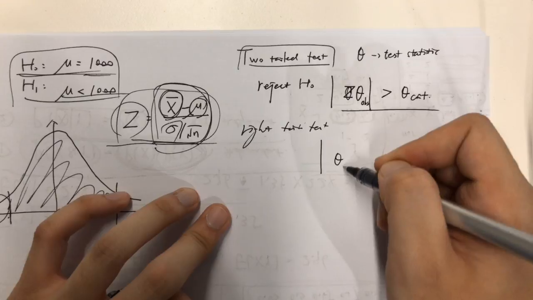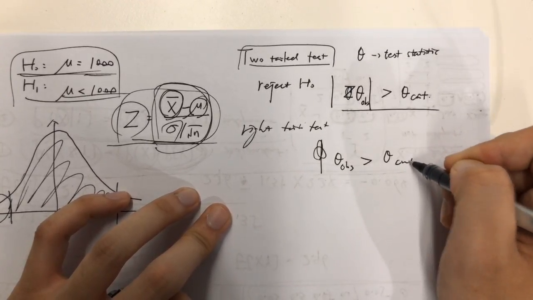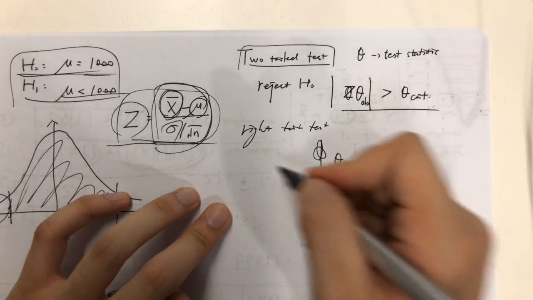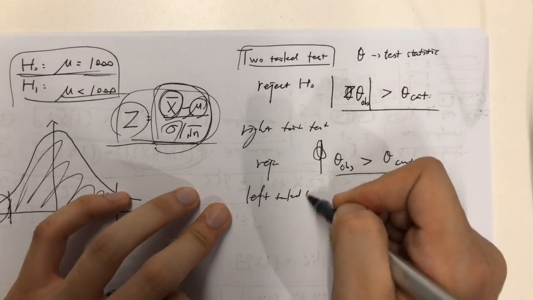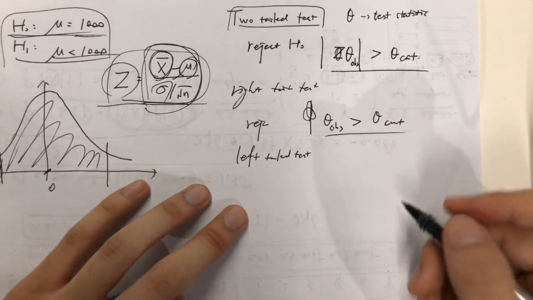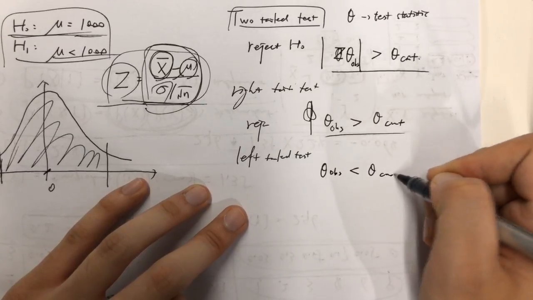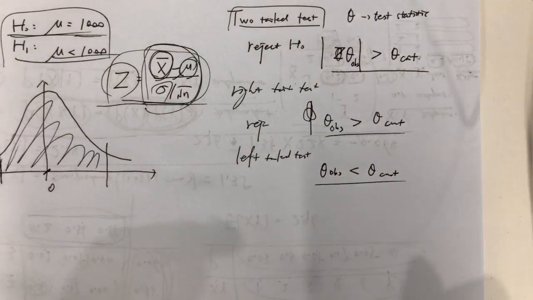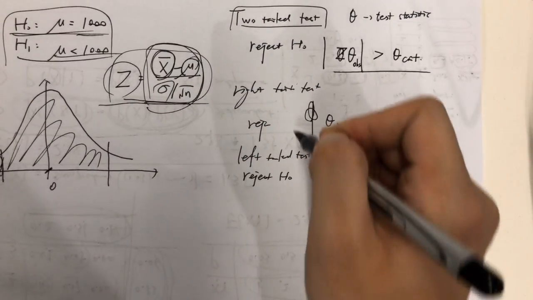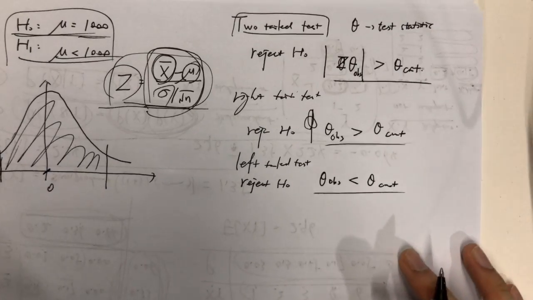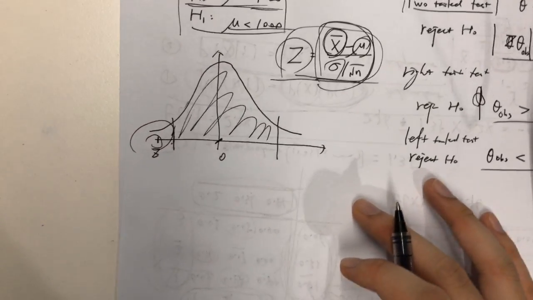And if it is the right-tailed test, when theta observed, not absolute, is greater than theta critical, we reject the null hypothesis, right? Reject. And if it is a left-tailed test, then if the observed value of theta is less than the critical value, we reject the null hypothesis, okay? Reject the null hypothesis. So this is when we make our decisions.